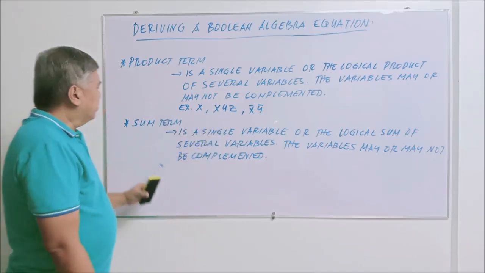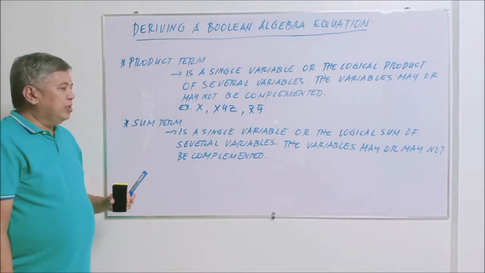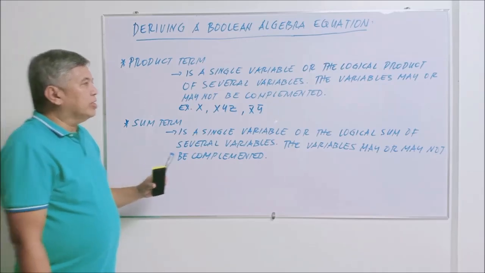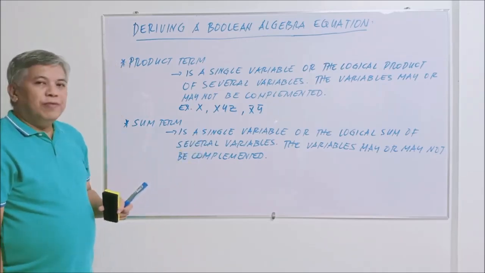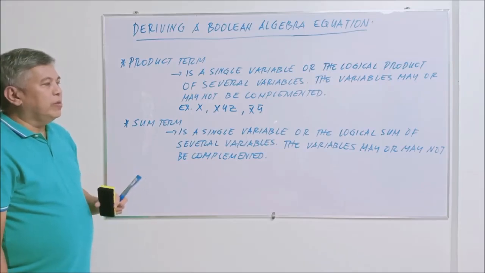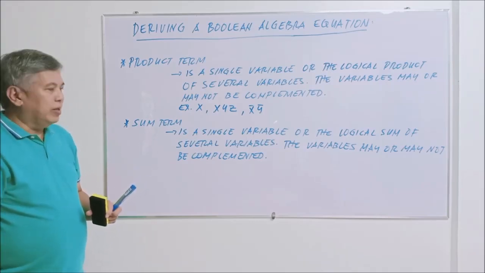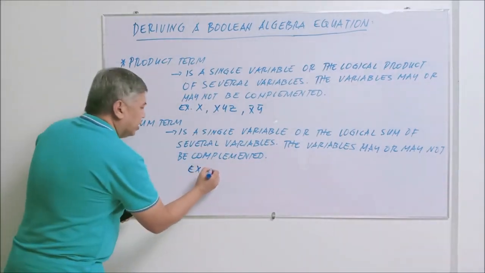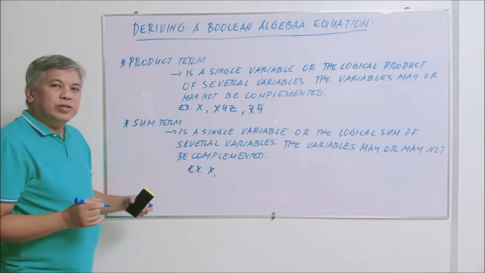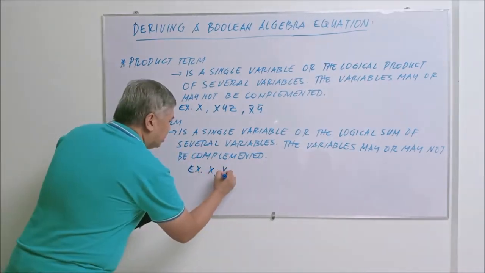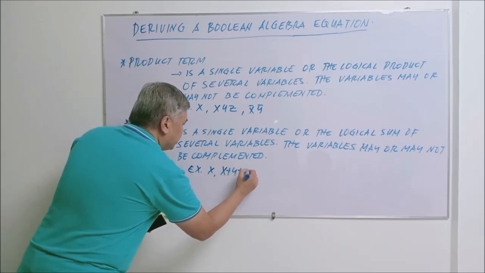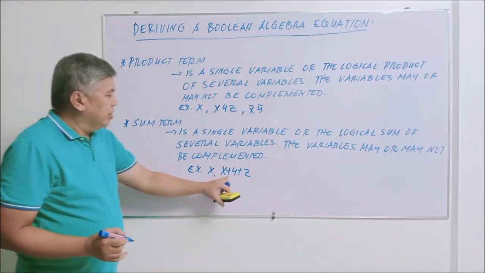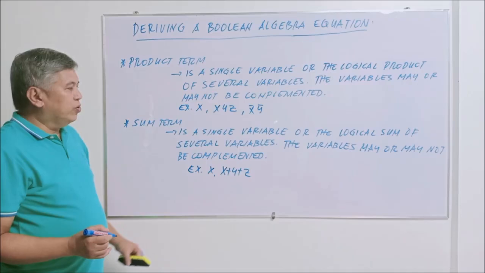Okay? Now, sum term. What is a sum term? Again, it is a single variable or the logical sum of several variables. And these variables may or may not be complemented. So, we have here an example. Again, x can be a sum term. x plus y plus z is another example of a sum term. They are logically added together.